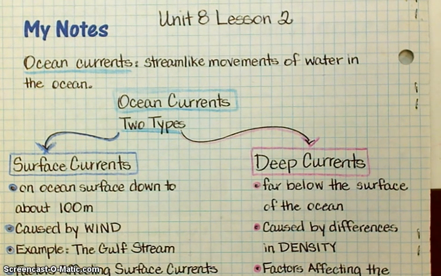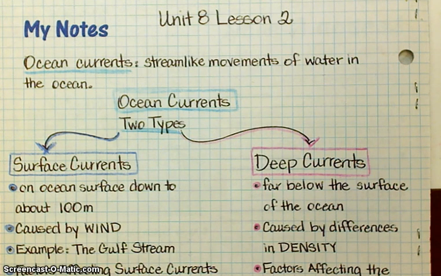Okay, on the other piece of graphing paper, you should write your notes for Unit 8, Lesson 2. Unit 8, Lesson 2 is all about ocean currents. And ocean currents are stream-like movements of water in the ocean. And there are two types of ocean currents. There are surface currents and deep currents.